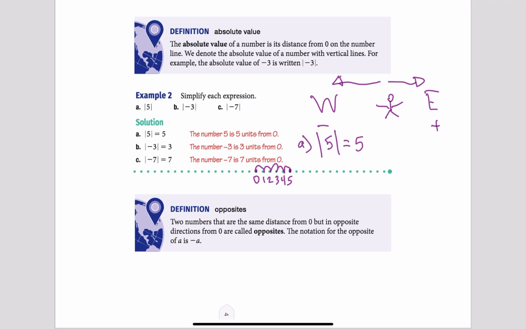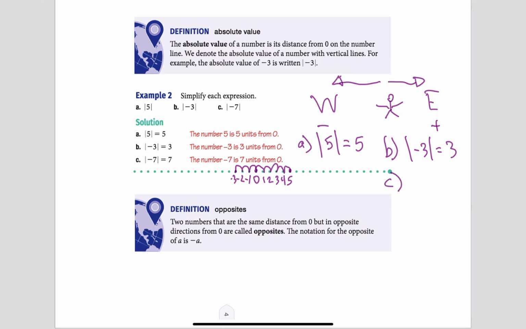Let's have a look at some more here. How about B, the absolute value of -3. So let's go over to our makeshift number line here, -1, -2, -3. So I want to go from 0 to negative 3, the distance is 1, 2, 3 units. So the absolute value of negative 3 is 3, because it's sort of like saying, how far did you walk? Well, you're telling me you walked in the west direction, but I just want to know how far you went. Well, you went 3 blocks. Okay, that's good enough.